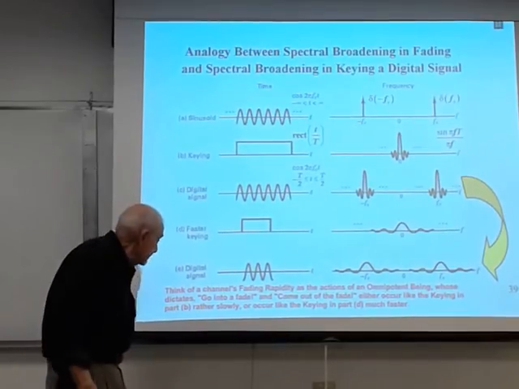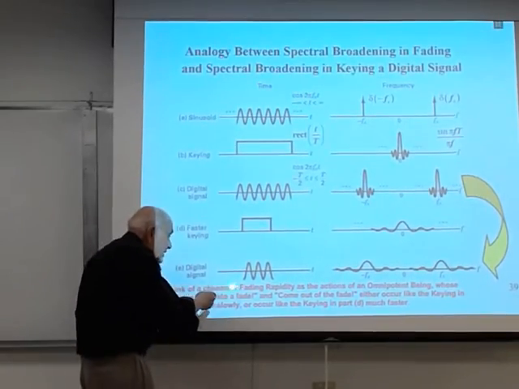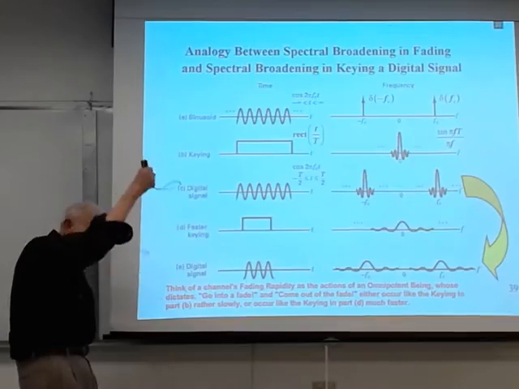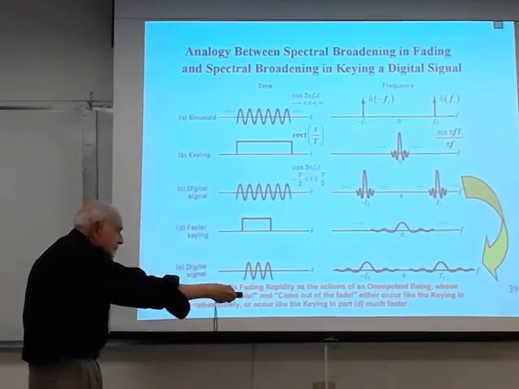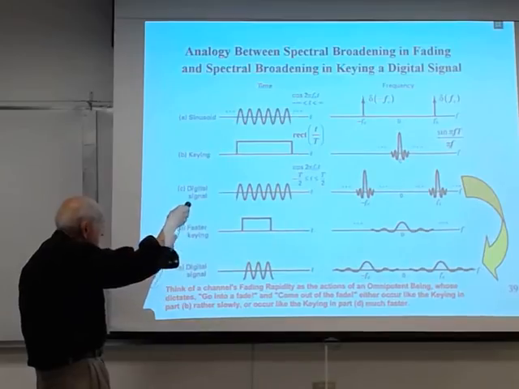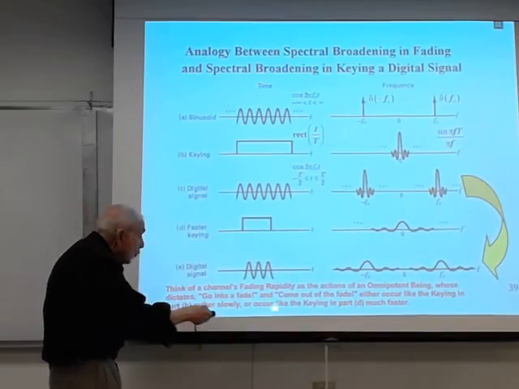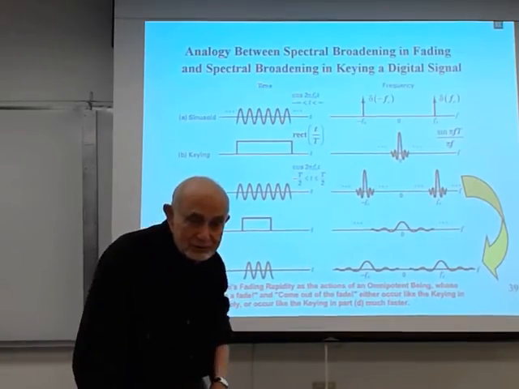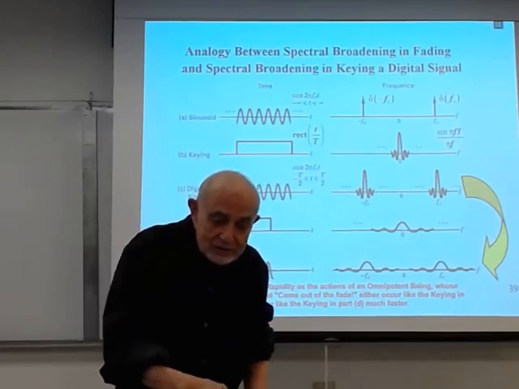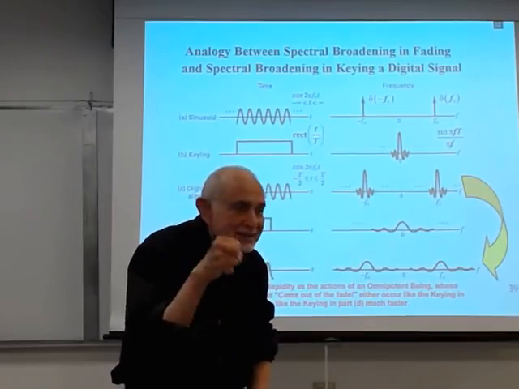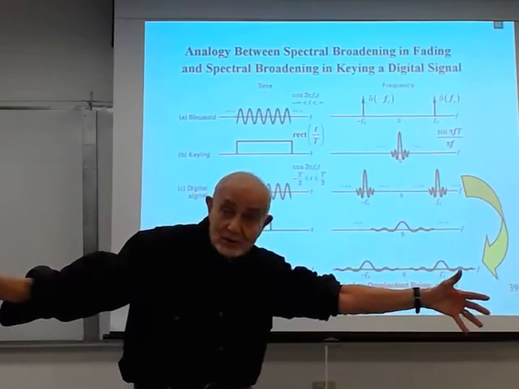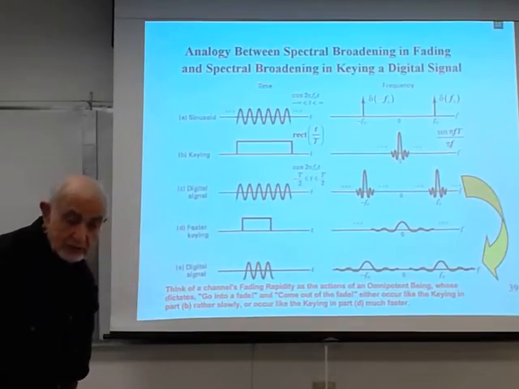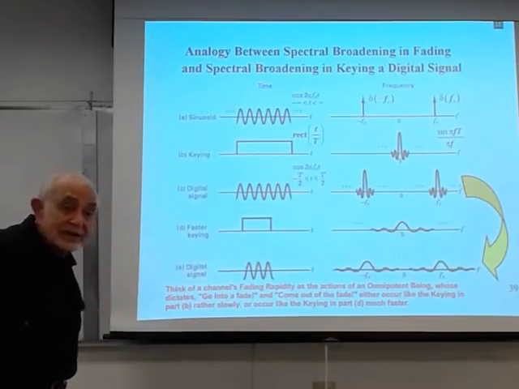There was spectral broadening. So think of the channel's fading rapidity as the actions of some omnipotent being whose dictates to go into a fade and come out of a fade either occur like the keying in B, rather slowly, or occur like the keying in part D, much faster. So again, just think that when you're in a fading environment, there's like an all-powerful being saying go in and out of fade faster, keying it faster, and there's going to be much more spectral broadening of your signal. And that is what we mean by the Doppler power spectrum, also called the fading bandwidth, if you like.